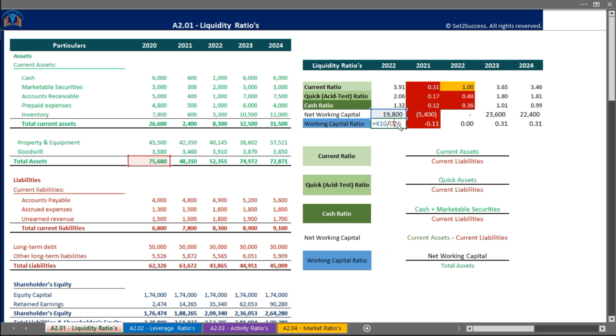So now the last ratio is the working capital ratio, and the working capital ratio is net working capital by the total assets. So when you divide net working capital by the total assets you get the ratio. This is what the liquidity ratio is all about.